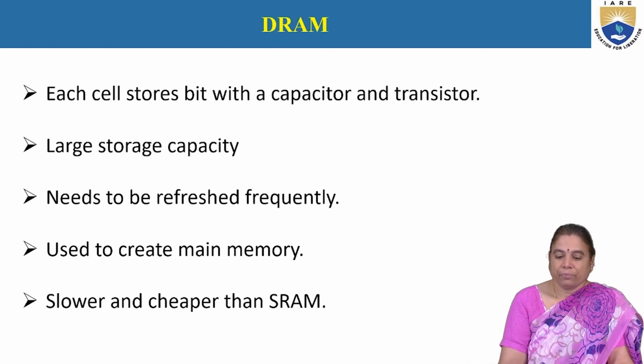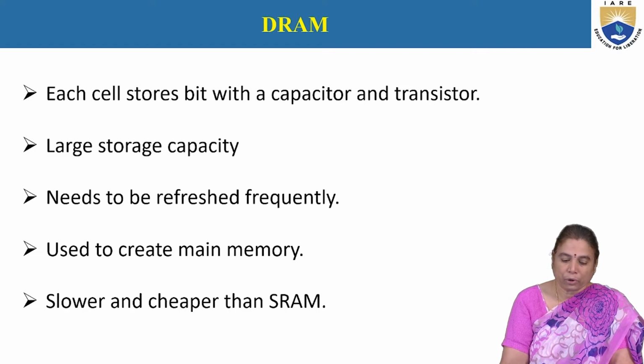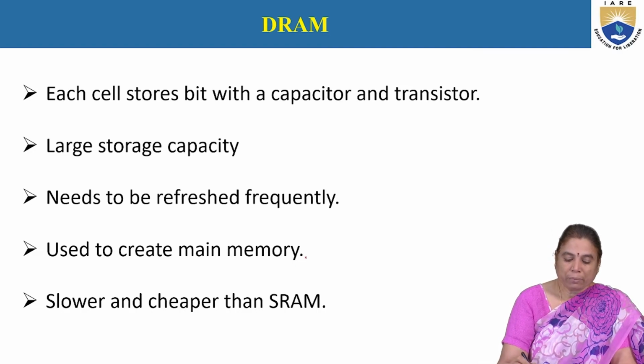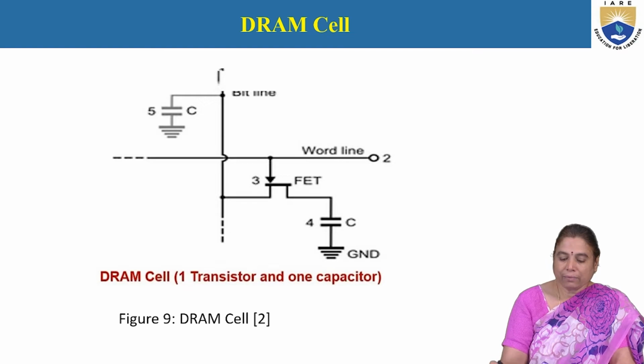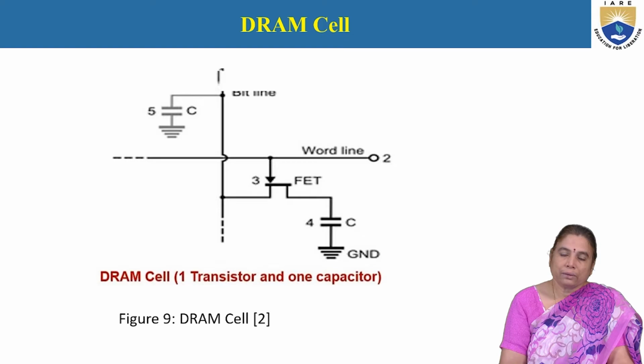What is DRAM? Each cell stores a bit with a capacitor and a transistor, so the major electronic element is the capacitor. It has large storage capacity. It needs to be refreshed frequently as it uses the capacitor as the major electronic component. It is used to create main memory, and is slower and cheaper than the SRAM. The structure of the DRAM is like this: with the capacitor and the transistor, the storage cell can be constructed.